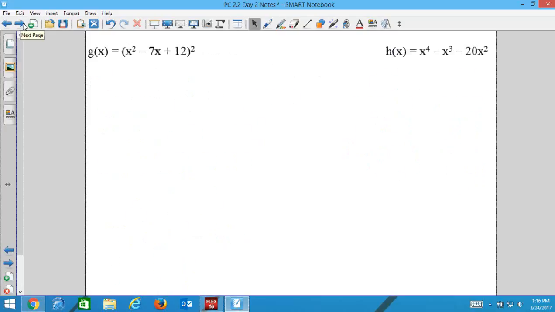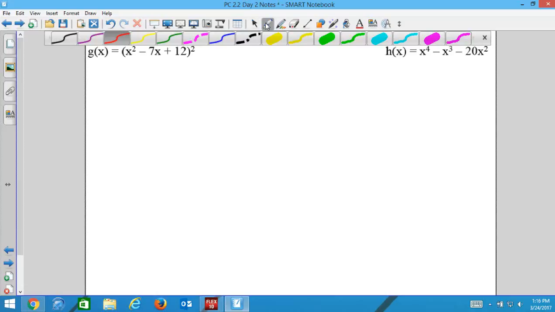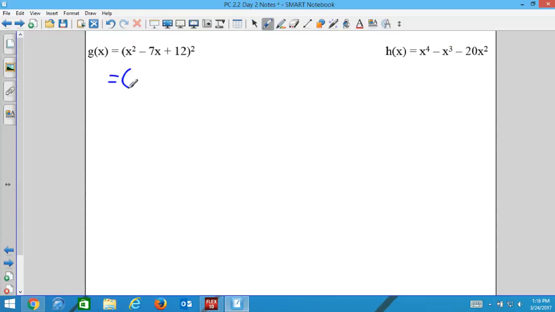All right, the next one. g of x equals (x squared minus 7x plus 12) quantity squared. This one is not factored all the way, so we can't find all of the zeros yet. How can we factor it further? (x minus 3)(x minus 4). And then where does that square go?